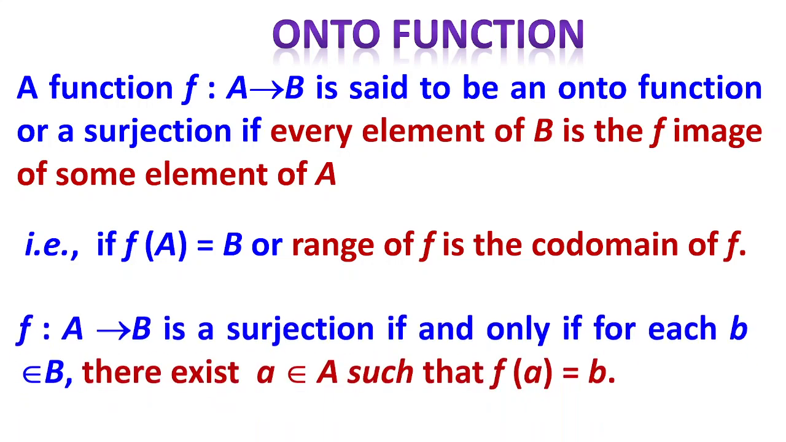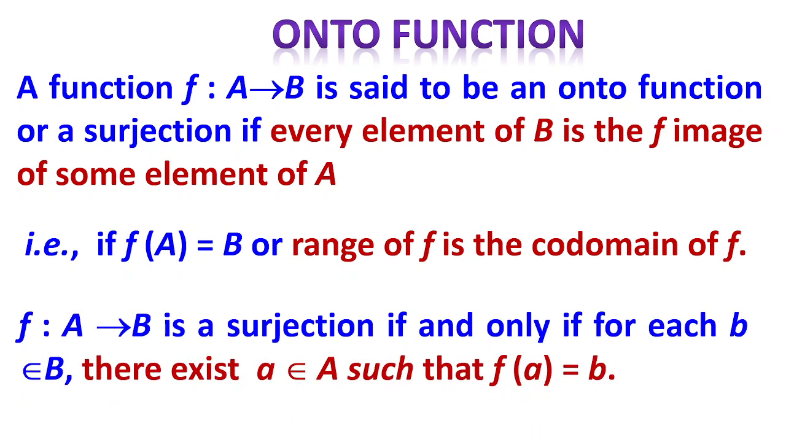Already I told you, a function is a surjection if and only if for every B in the right hand side set, you will have at least one A in the left hand side set. If it is not allowed, it is not onto. Good. Now I am taking one example over here.